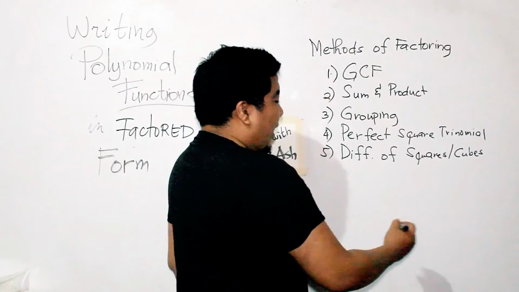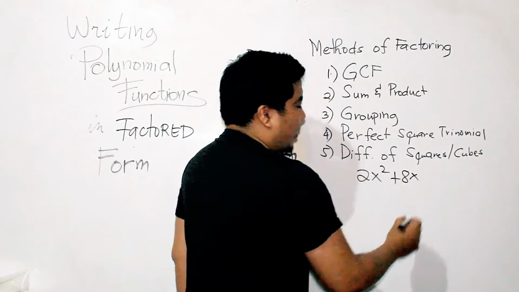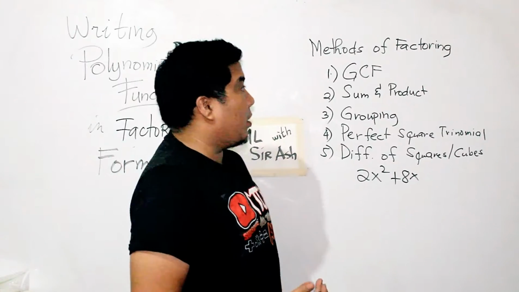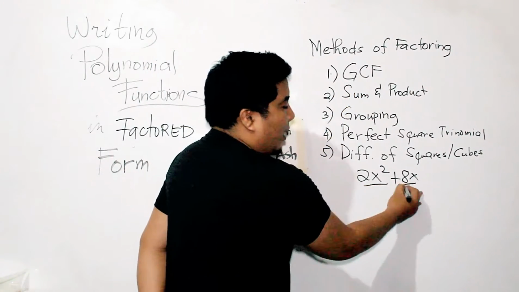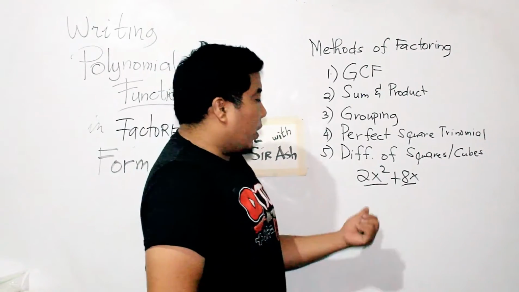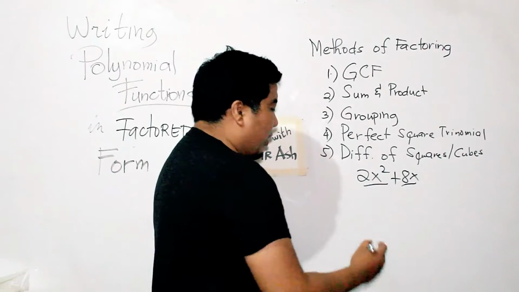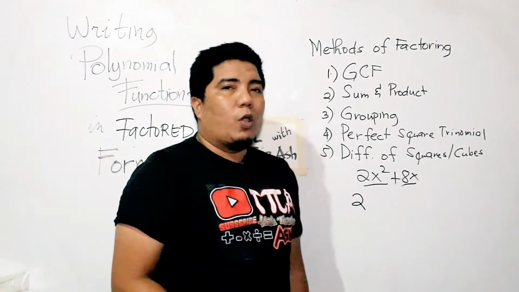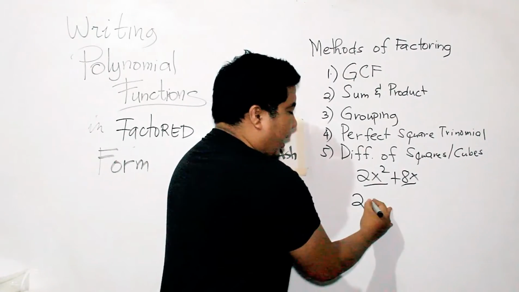The GCF. Let's say you have 2x squared plus 8x. How do you factor this one? By the use of GCF, what you need to do is you take the factors of each term. What is common in the coefficients 2 and 8? What is the GCF? Of course, that is 2. What is common in x squared and x? Of course, that is x.